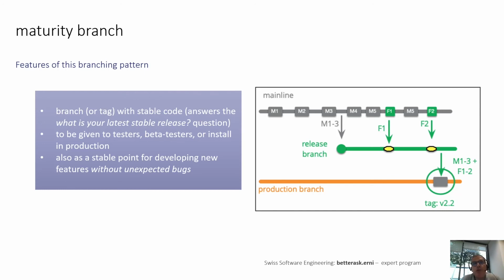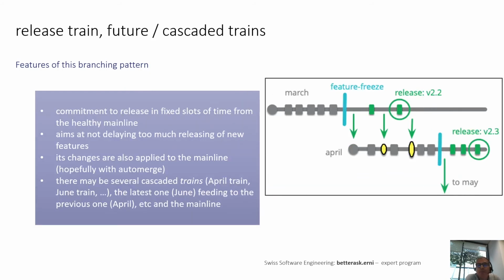It's also useful for a developer. Okay, I need to start a new feature, but maybe since it's a very small, experimental feature, I don't want your bugs in the mainline. I want a stable version. So you start developing from this stable version, from this maturity branch.